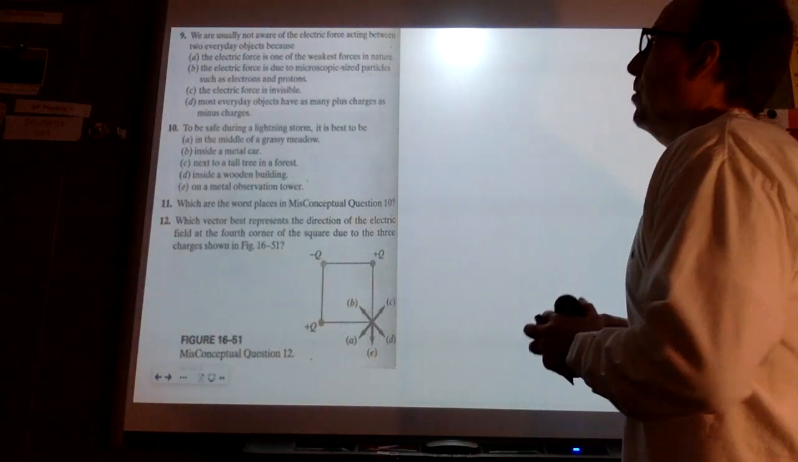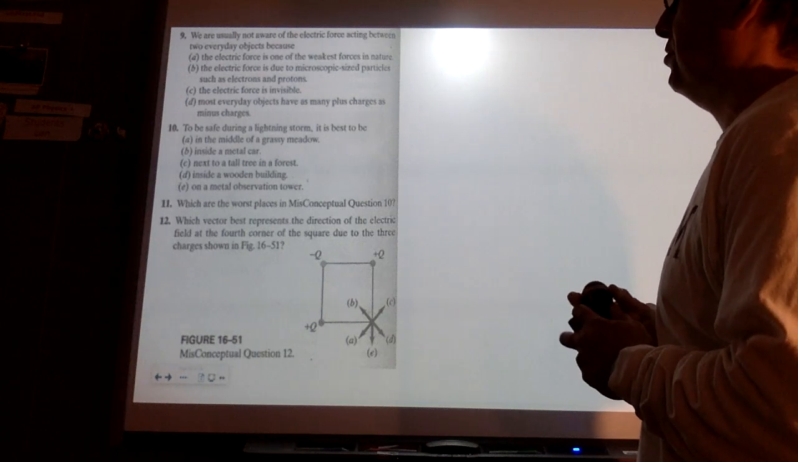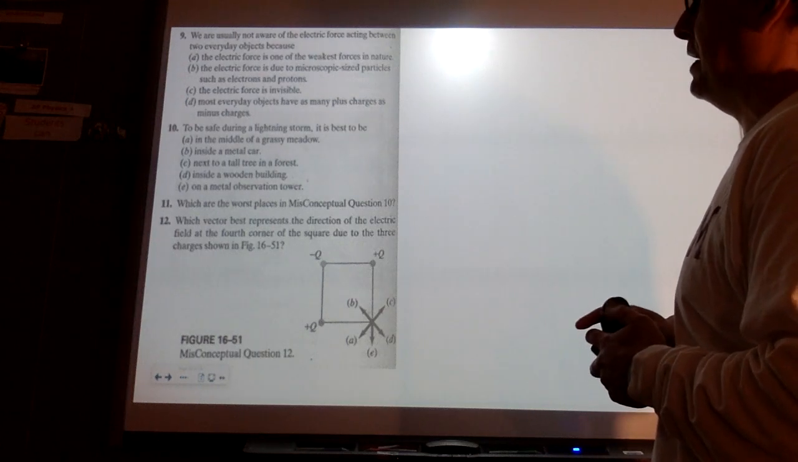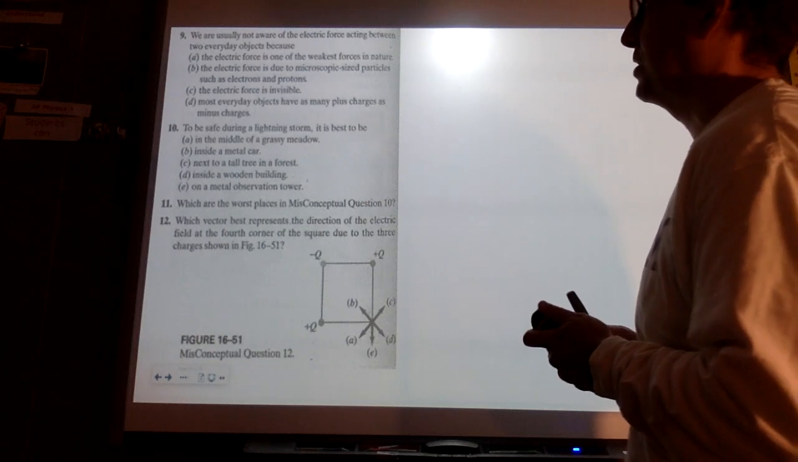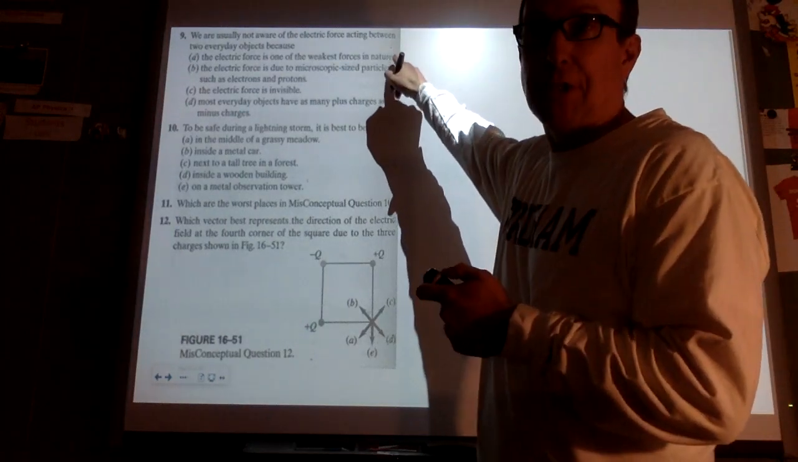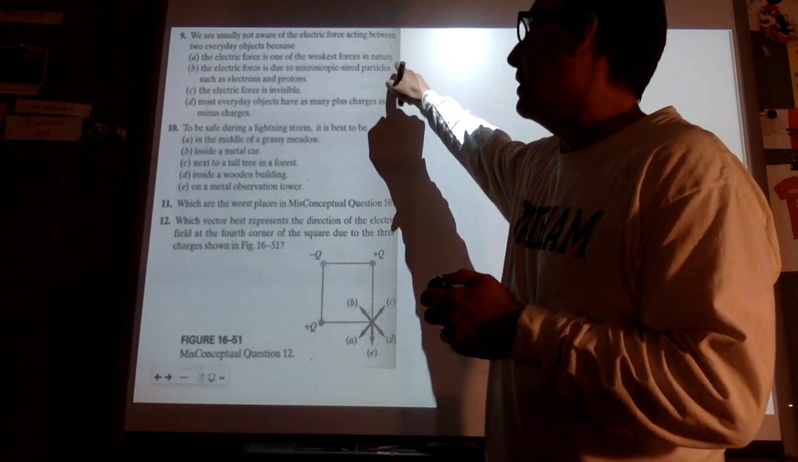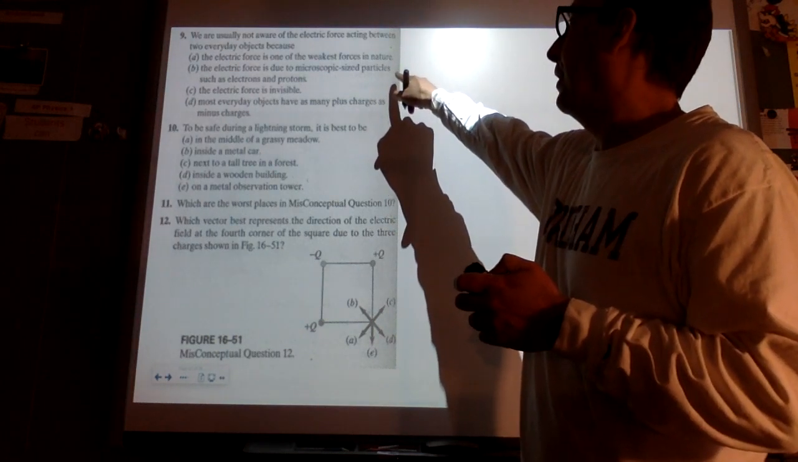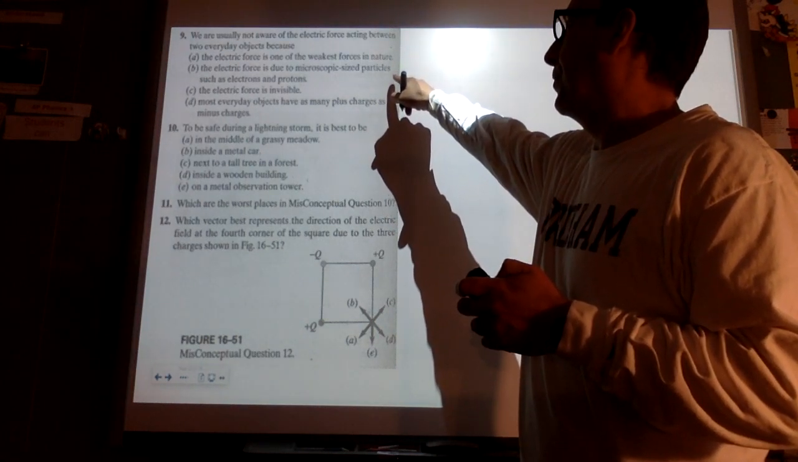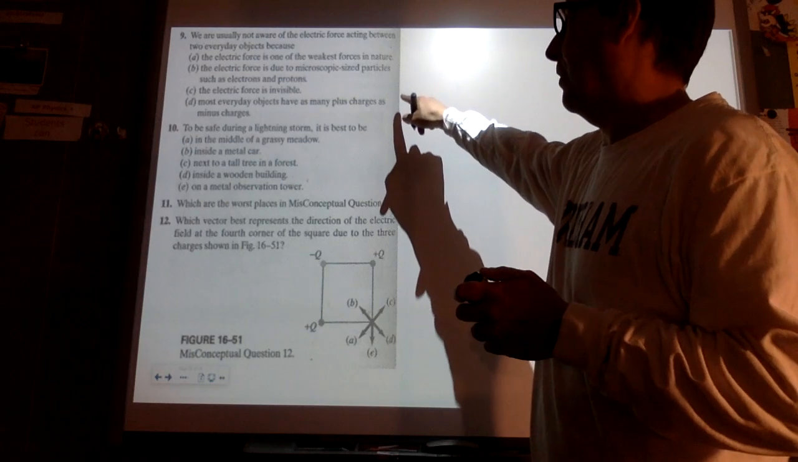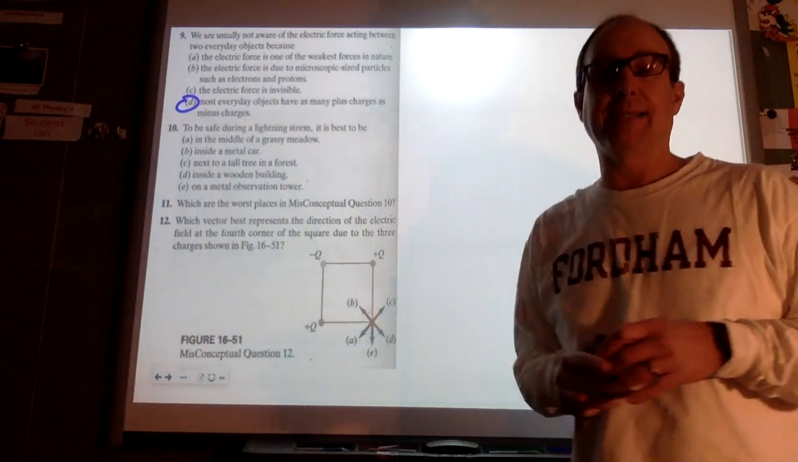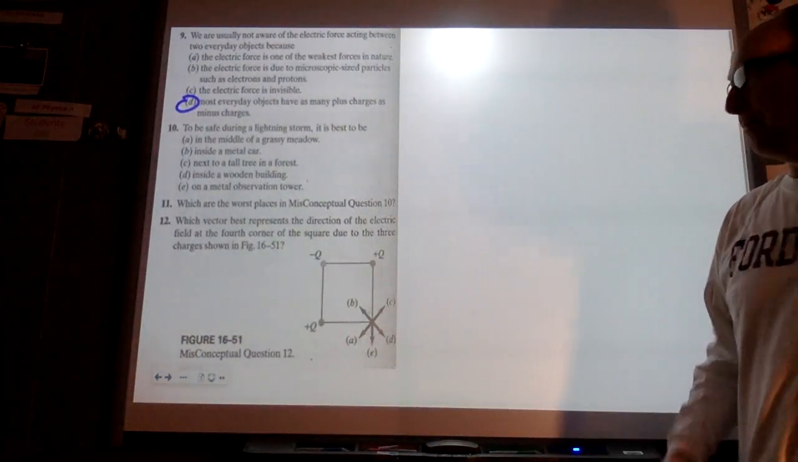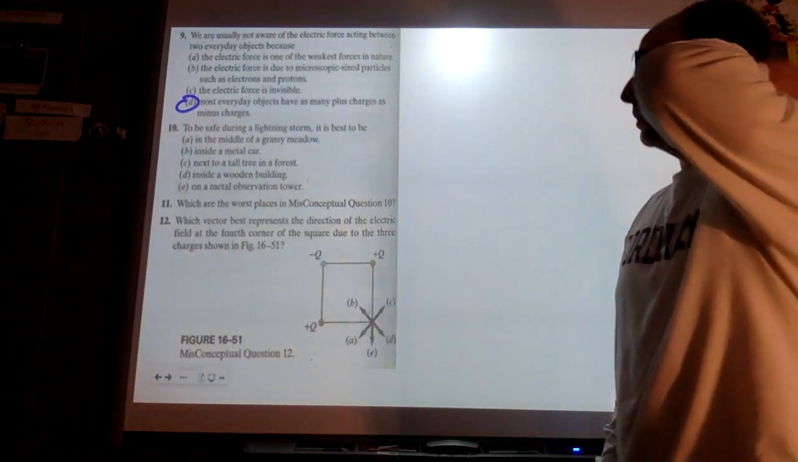Question 9, we are usually not aware of the electric force acting between two everyday objects because it is weak. It's much stronger than gravity, so that's not it. It is not because it's invisible either. It's that most things have the same amount of charge, positive and negative.